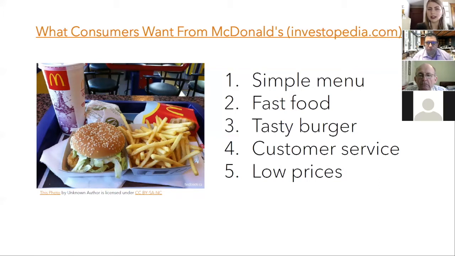Fast food, a relatively tasty product. So tasty burger in most cases. They expect a standard of customer service, and cheap, low prices. They need it to be cheap. So that's it. That's the 5 things that McDonald's has to do for their consumers. So as long as McDonald's is meeting these 5 things, they're achieving the quality standard expected by their consumers that they've set through their advertising.